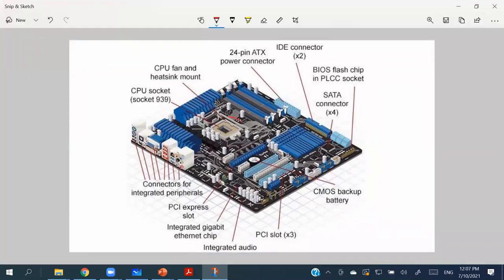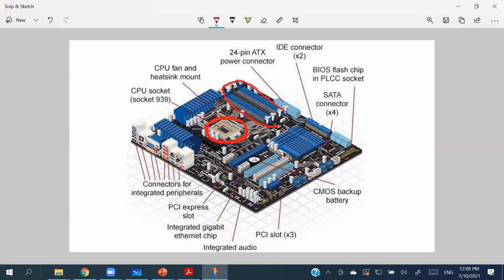So this is the CPU socket. You are going to fix your central processing unit, or the processor, to this particular socket. The motherboard is the one that contains those sockets, otherwise we don't have any place to fix the CPU. Then on top of it the CPU fan and the heat sinks will be fixed.